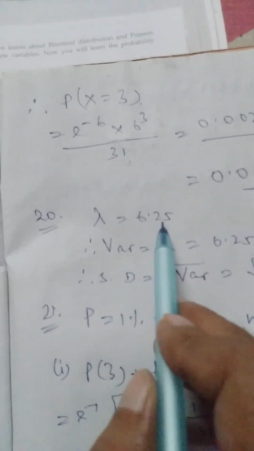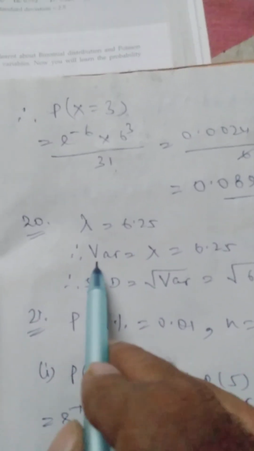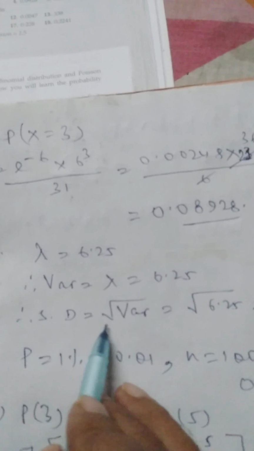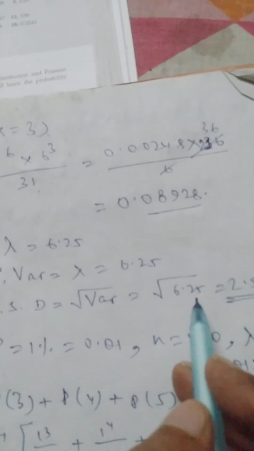Find its variance and standard deviation. Lambda equals 6.25. So therefore variance equals lambda, which is also 6.25. Standard deviation equals the square root of variance, which is the square root of 6.25, which will make it 2.5.